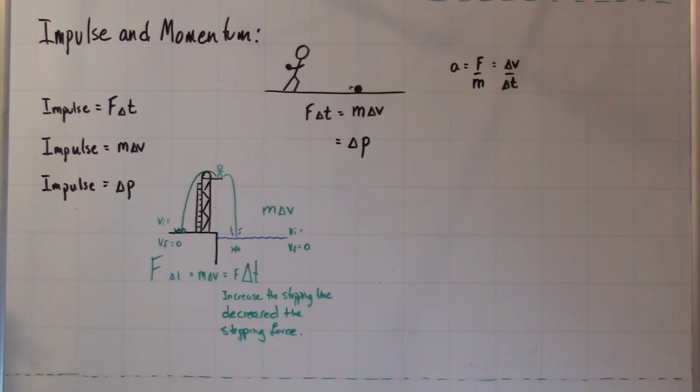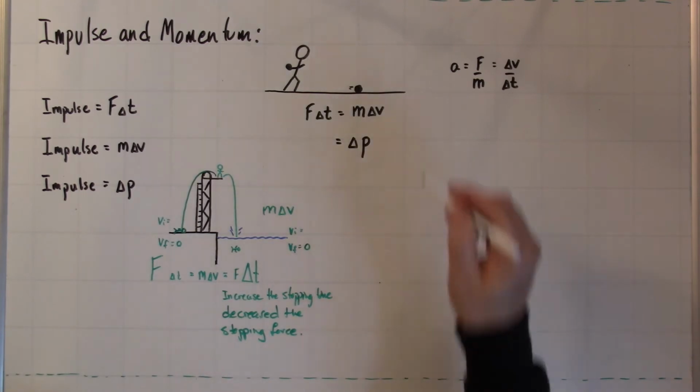Well, they're padded because in bare knuckle boxing, you're going to break your hand. Because if you hit somebody, it's going to be a small stopping time and a large stopping force. You'd apply a large force on them, but they also apply a large force on you. So this is one way that we can decrease the force on somebody. What's another way we can decrease the force as a concept?